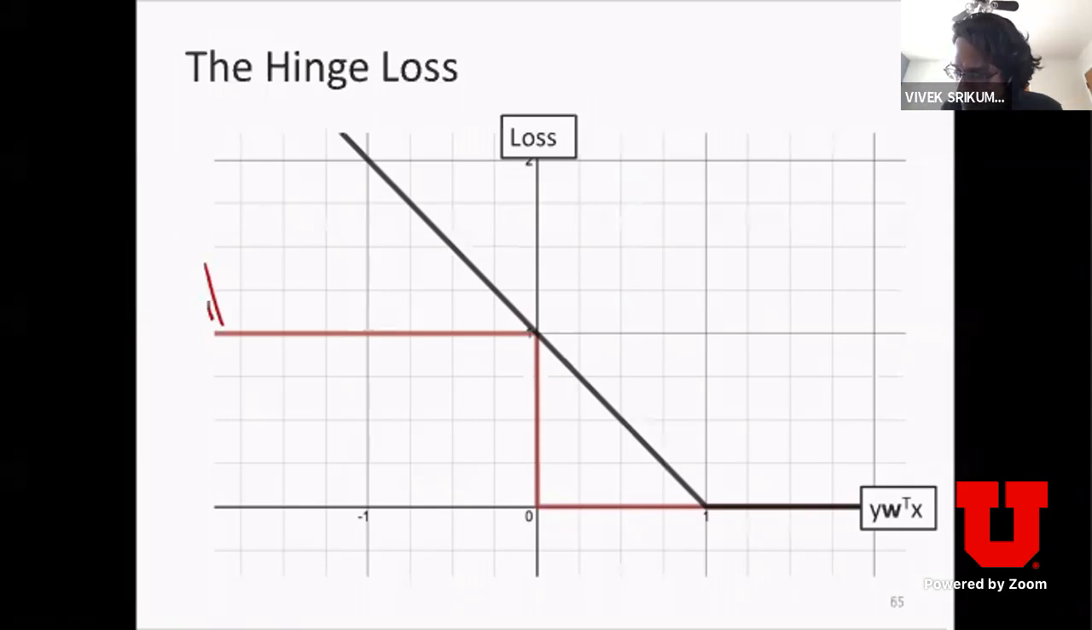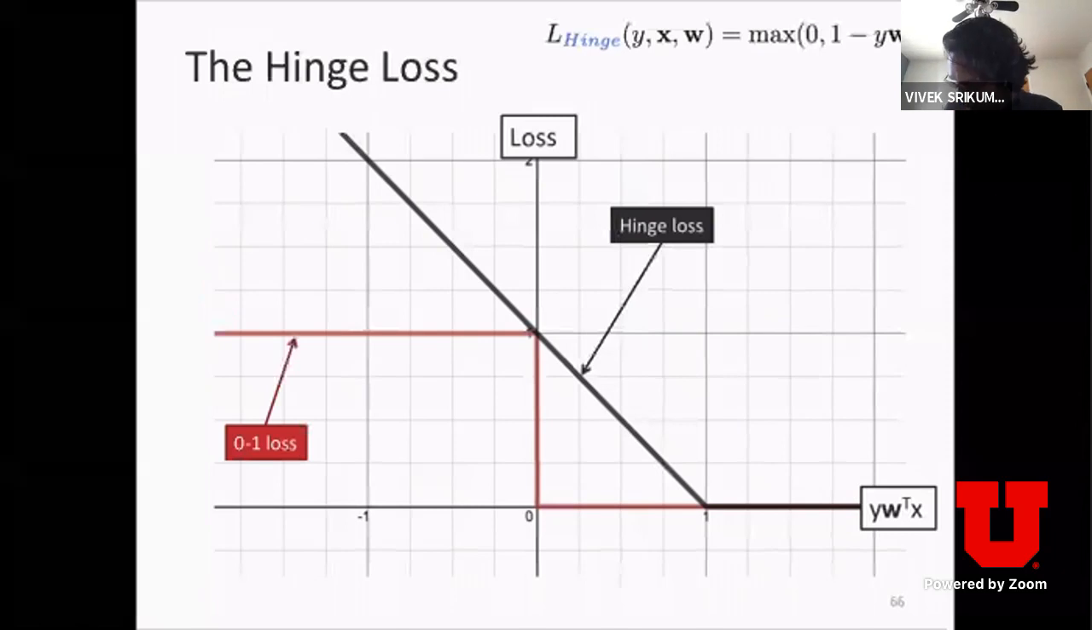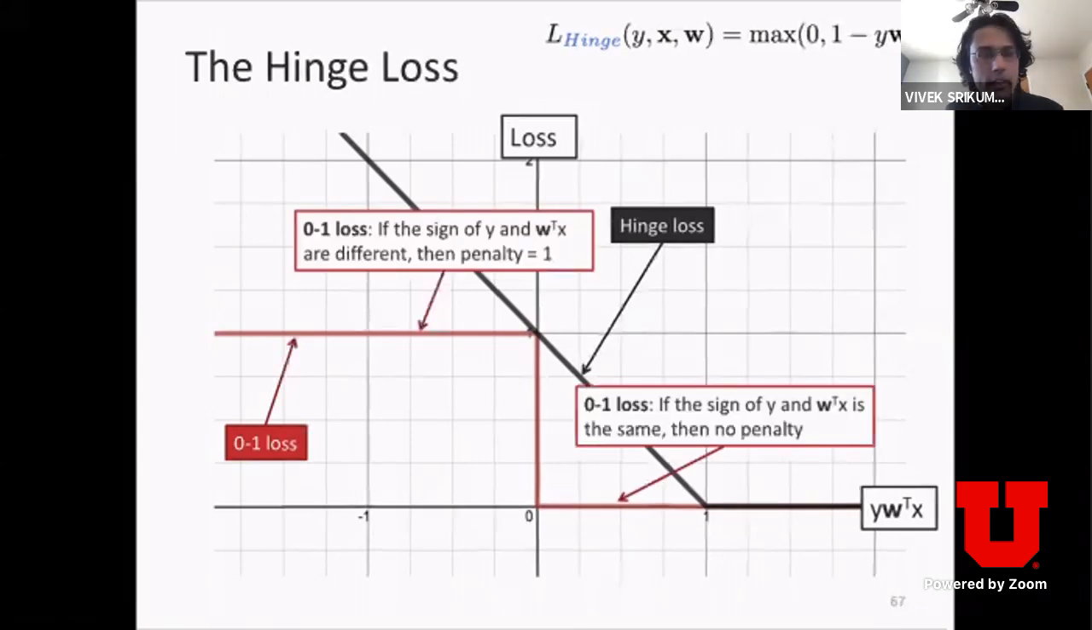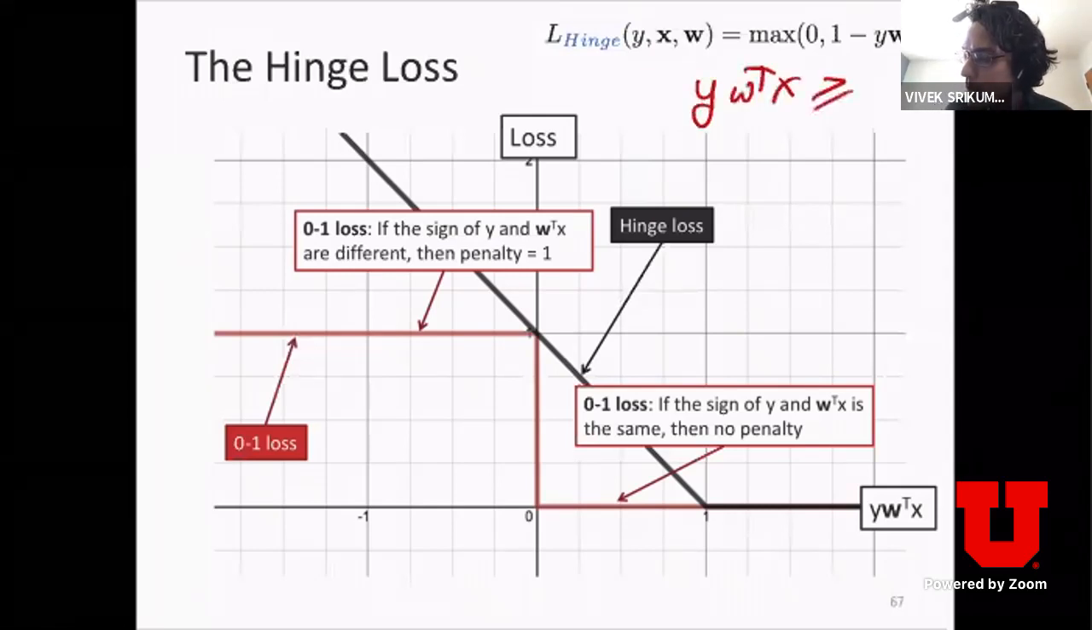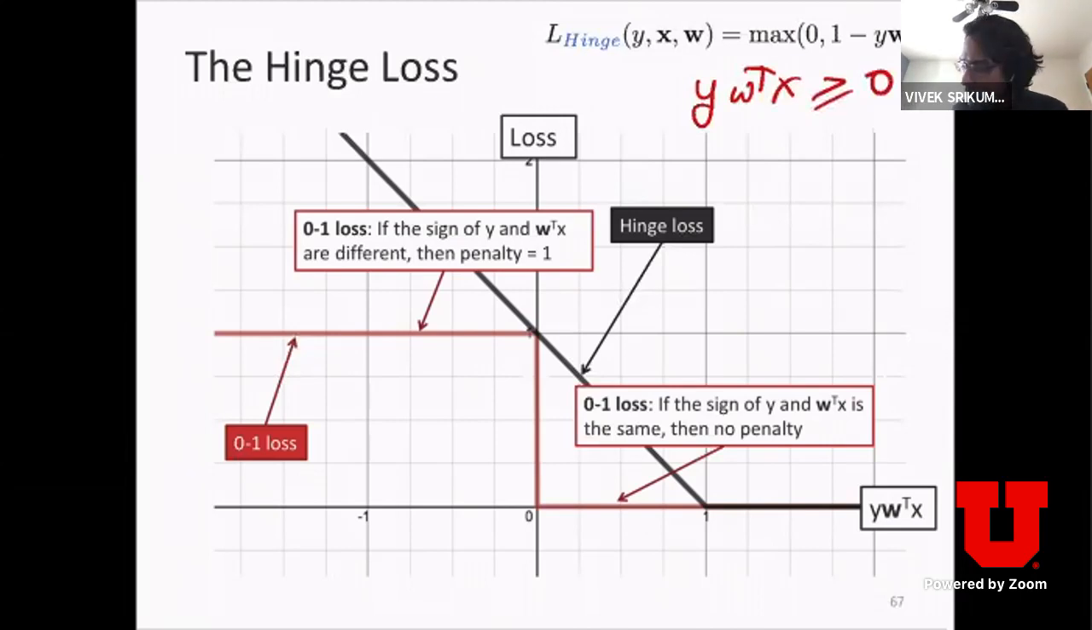The red line here defines the ideal case. It's called the 0-1 loss. And the black line defines the Hinge loss. The 0-1 loss is actually the error. So remember, yw transpose x should always be positive. That means the prediction is correct. So what we are saying is that for the 0-1 loss, if the prediction is correct, there's no penalty.